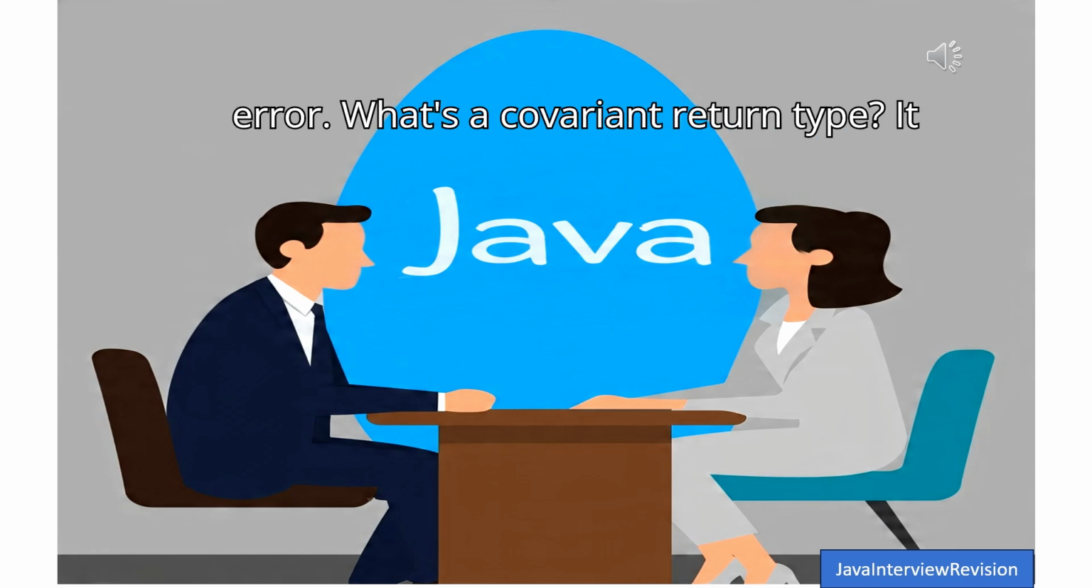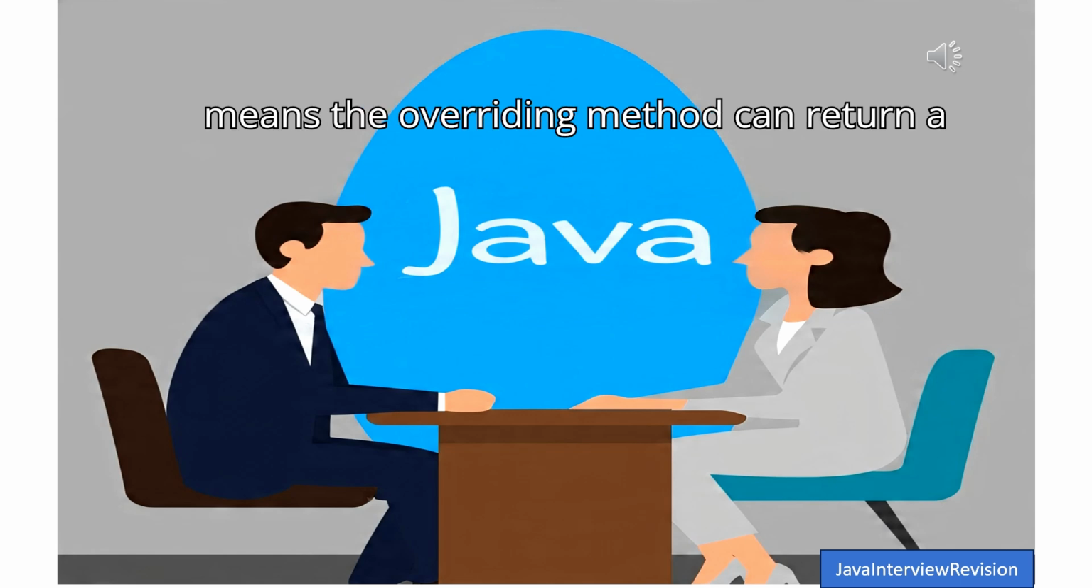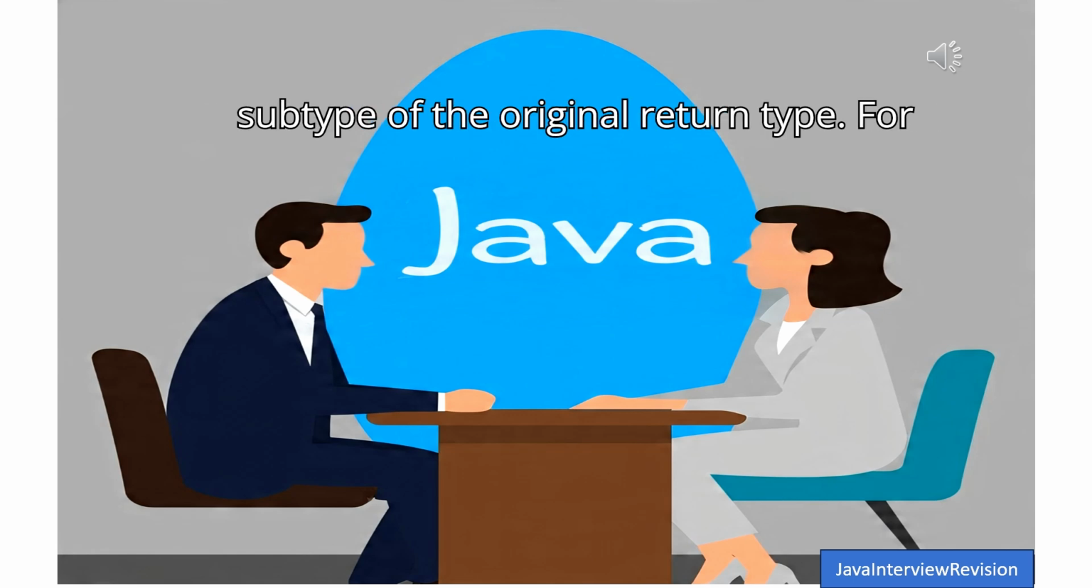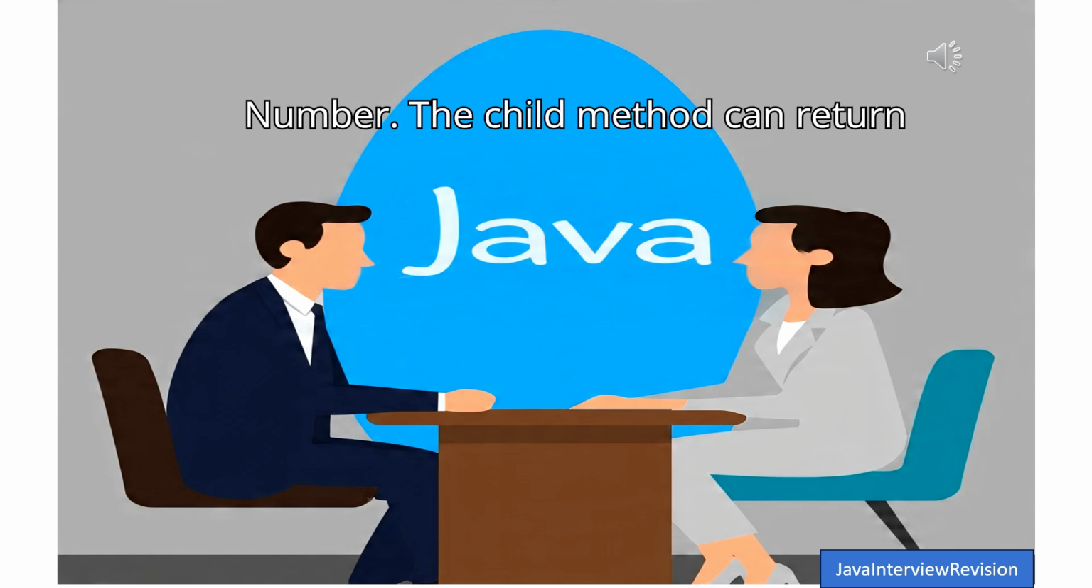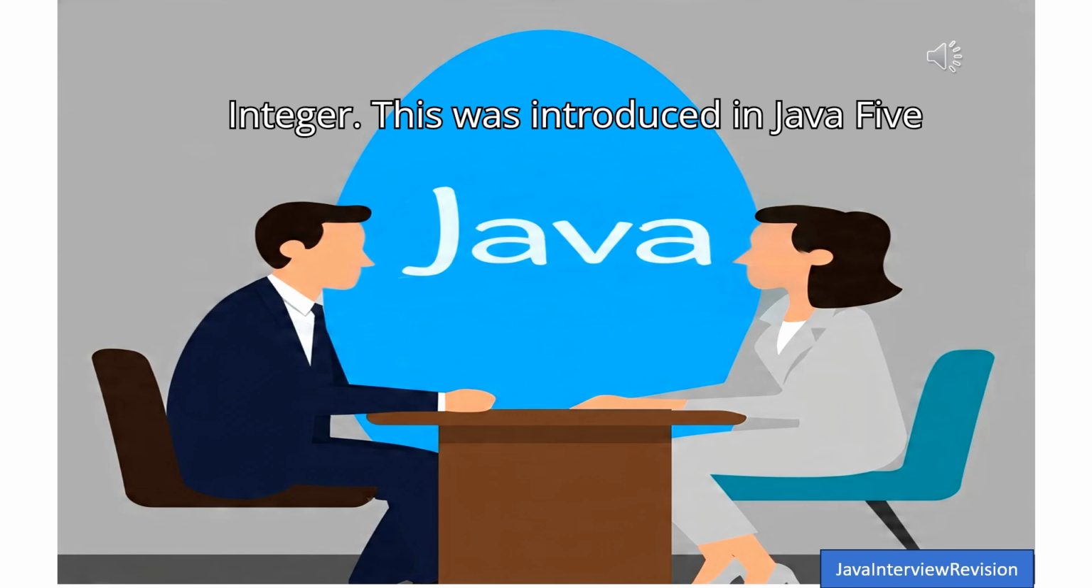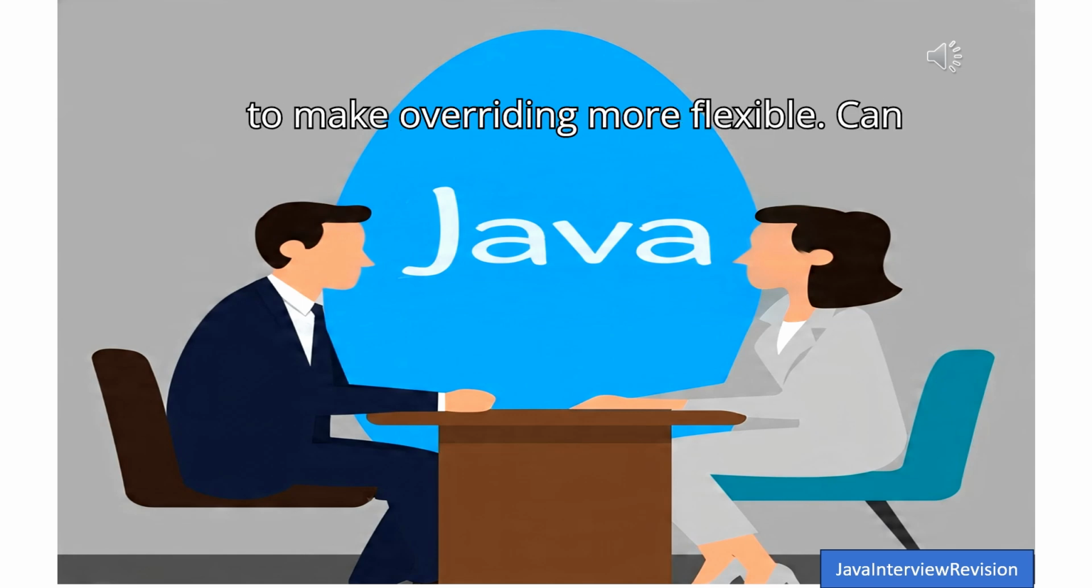What's a covariant return type? It means the overriding method can return a subtype of the original return type. For example, if the parent method returns Number, the child method can return Integer. This was introduced in Java 5 to make overriding more flexible.